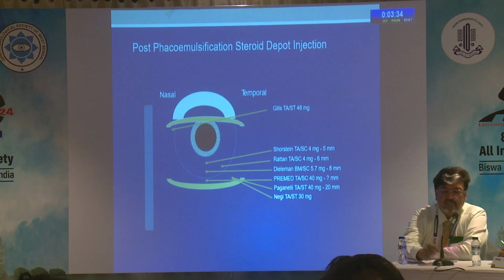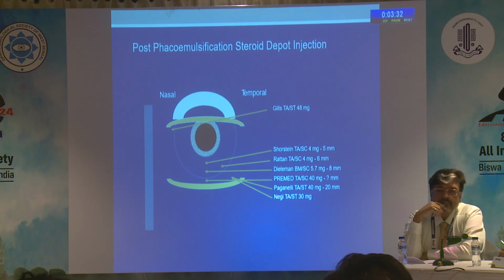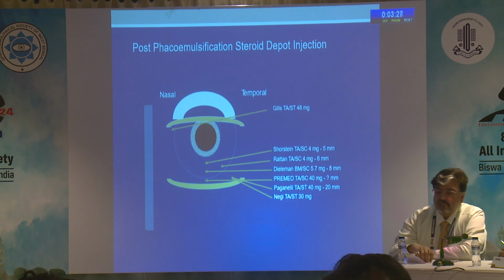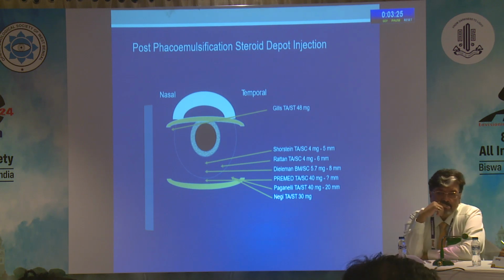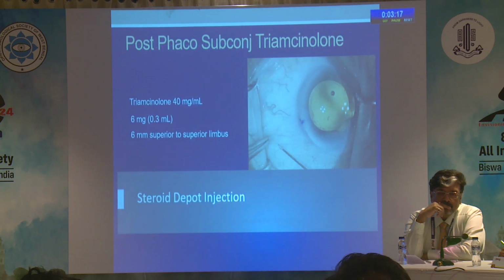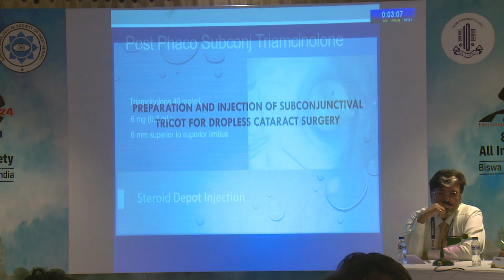So some surgeons have injected different doses of depot steroids, either subconjunctival or subtenons, and this is the range they have used, between 4 milligram to about 40 milligram, and this varies based on how far it is injected from the limbus. So we are using the dosage of 4 milligram in 0.3 ml as per Dr. Neil Shorstein's recommendation, and this is given about 6 millimeters from the superior limbus.